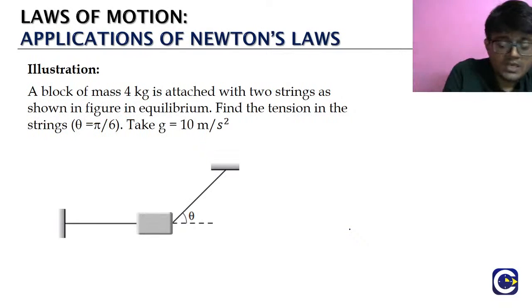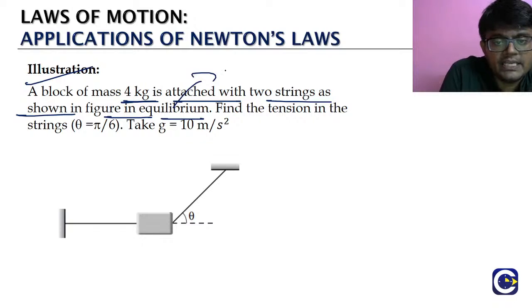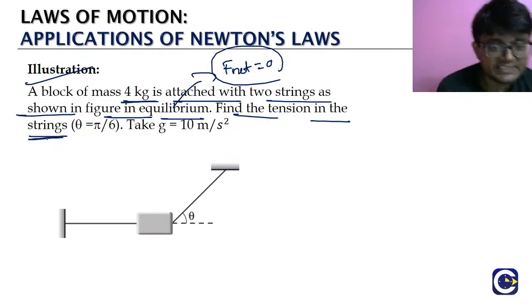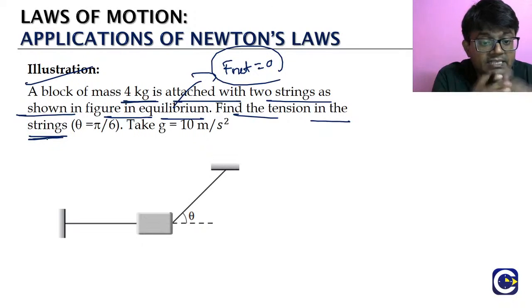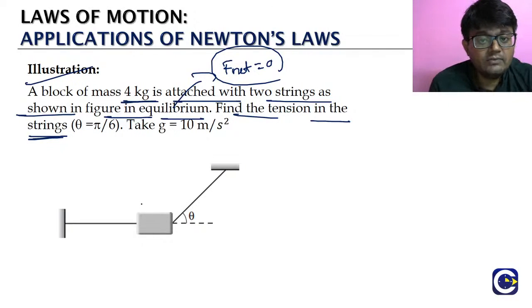Look, a block of mass 4 kg is attached with two strings as shown in equilibrium. Equilibrium என்றால், the net force acting on the block will be what? 0. Okay? Find the tension in the strings. அந்த strings குள்ள இருக்கிற tension நம்ம find out பண்ணணும். Remember, இந்த மாதிரி ஒரு example already நம்ம பார்த்திருக்கோம். எங்க? While drawing the free body diagram.